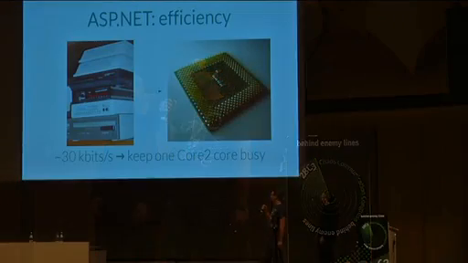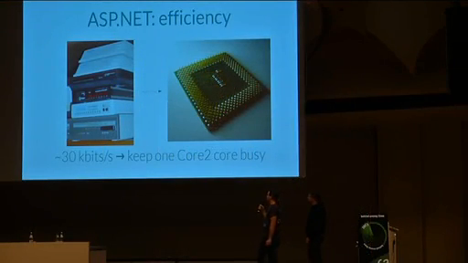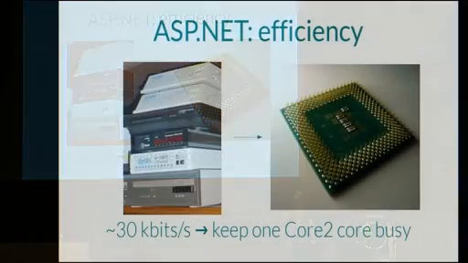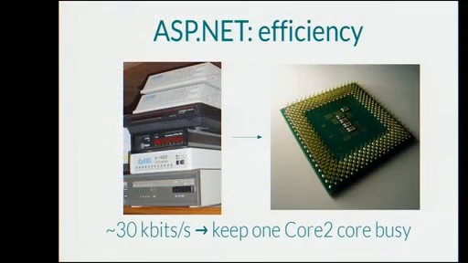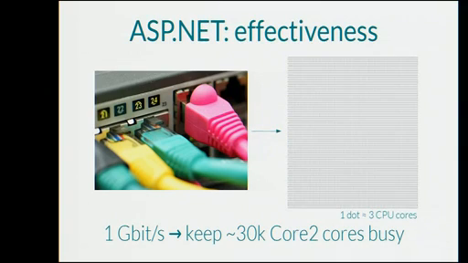So what does that mean in terms of efficiency? Well, there are those things on the left. That was even before ISDN. That's what we called modems back in the days. Maybe some people still remember, maybe some don't, in the audience. There were these 33.6 kbit modems. So if you have one of them, you can keep one of those Core 2 cores busy. And on the other end, if you're at the Congress and you have gigabit, then basically you can keep like 30,000 Core 2 cores busy.